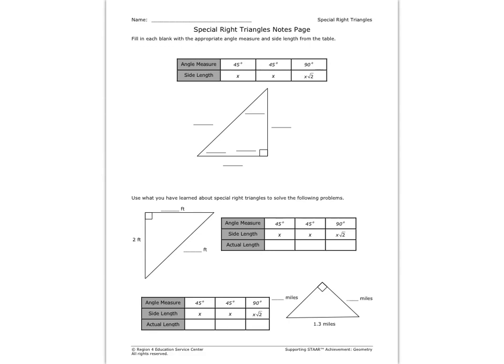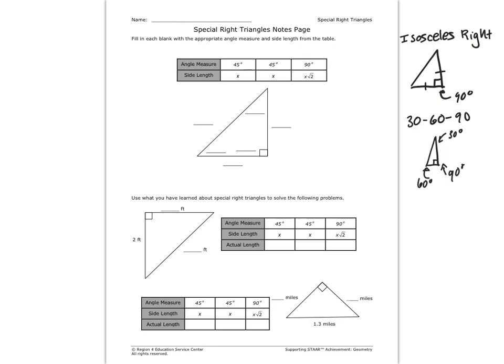So today we're talking about special right triangles. And when we use the word special, we're really referring to two types of triangles. The first one is an isosceles right triangle. That would be a triangle that has a right angle, so 90 degrees, and it has two sides that have the same length, isosceles right.